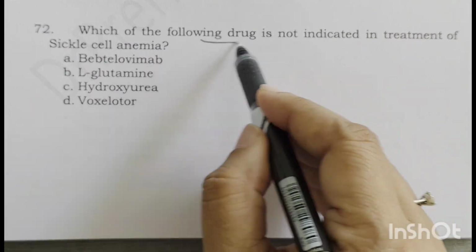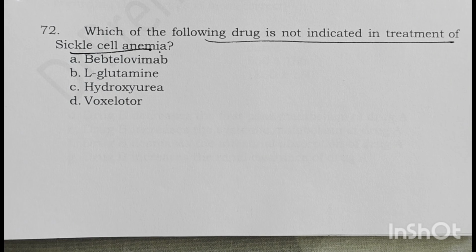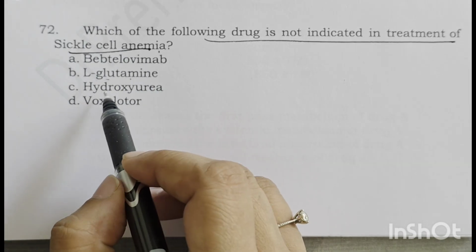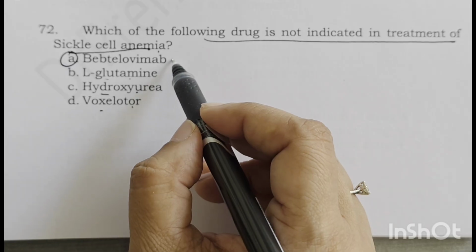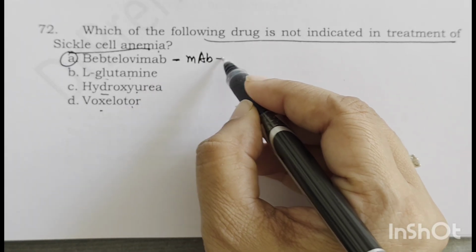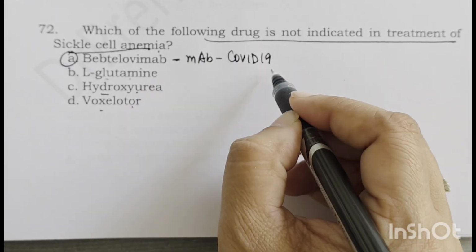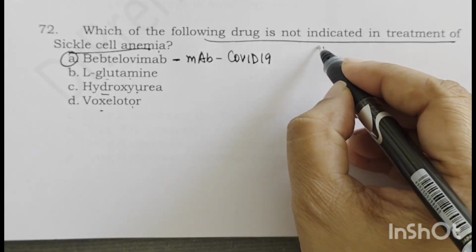The next question, which drug is not indicated in the treatment of sickle cell anemia? Bebtelovimab, L-glutamine, hydroxyurea, voxelotor. Now out of these drugs, bebtelovimab is not indicated. It is a monoclonal antibody against COVID-19. So it is not given in sickle cell anemia. What are the treatment options?